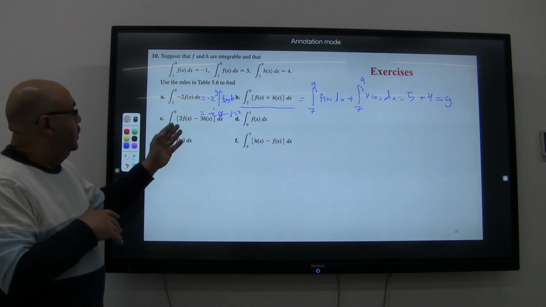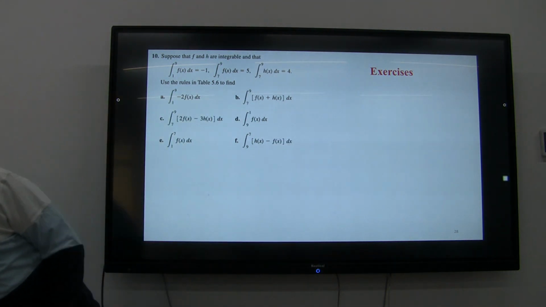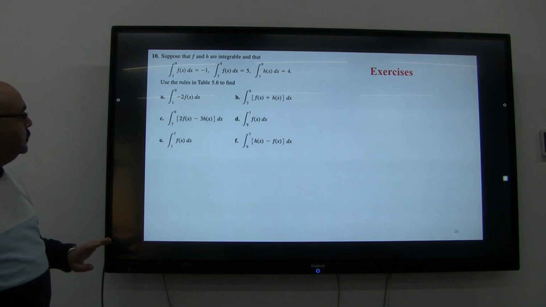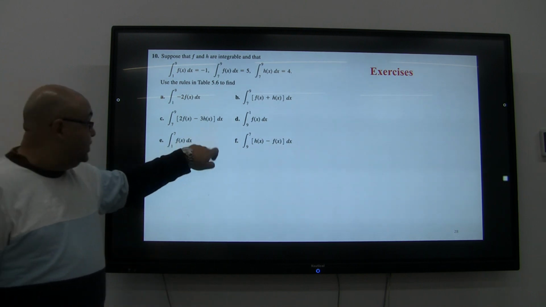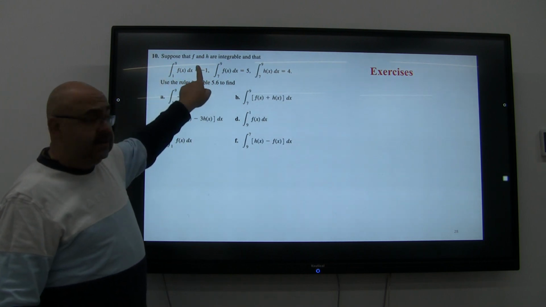Okay, these are easy and clear, no problem whatsoever. The integration from 1 to 9 is positive 1, right? Yes, exactly right. It will equal a negative sign times this value.